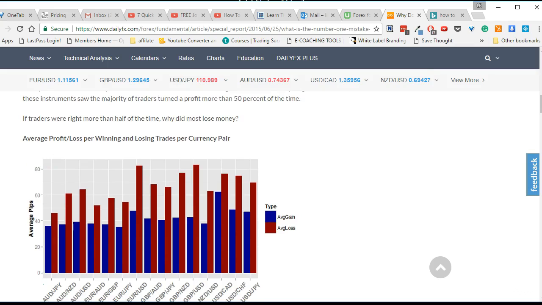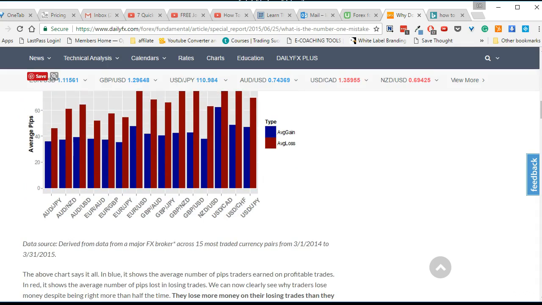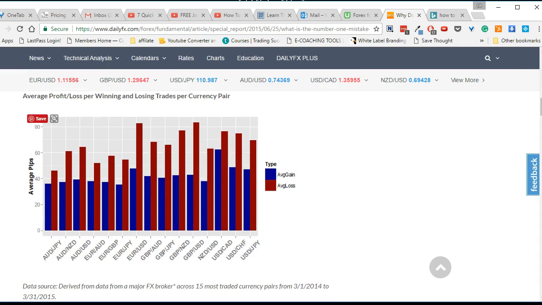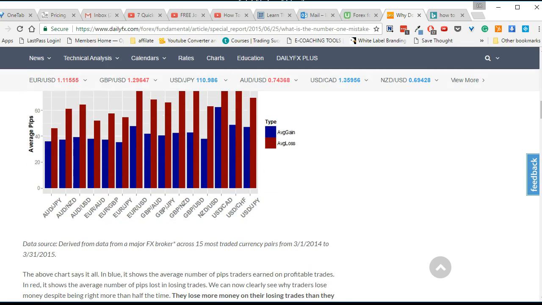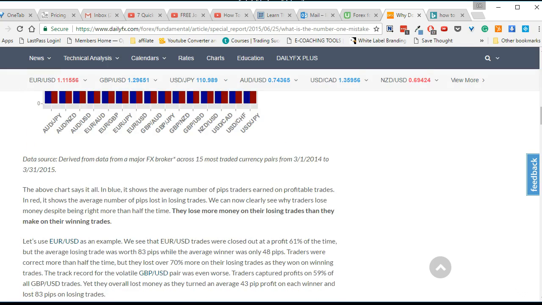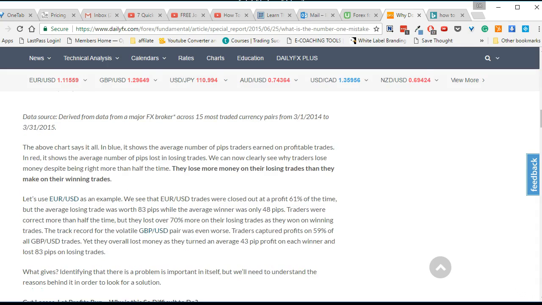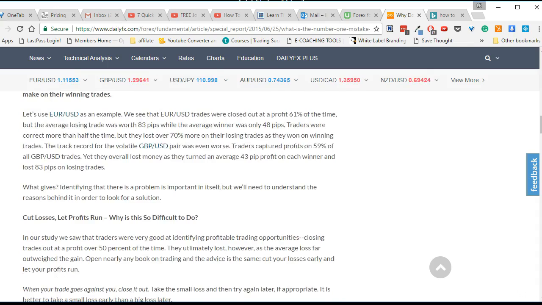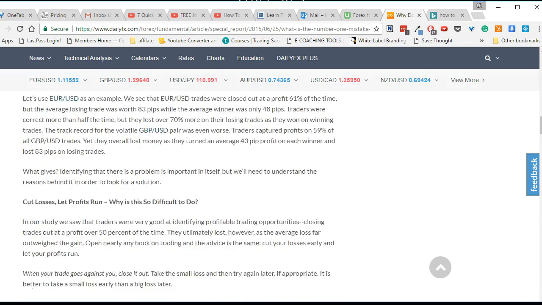But if traders were right more than half the time, why did most lose money? And this is the key. It's the average gain versus the average loss. You can see that the average losses are much bigger than the average gain on all of the currency pairs. We can now clearly see why traders lose money despite being right more than half the time. And very, very simple. They lose more money on their losing trades than they make on their winning trades. And they go on to actually look at it in more detail.